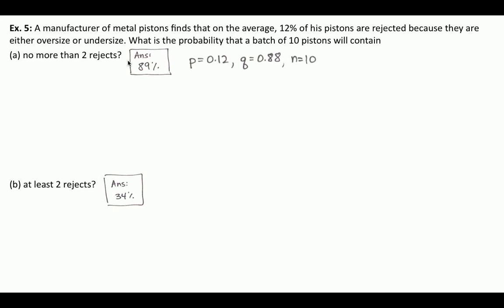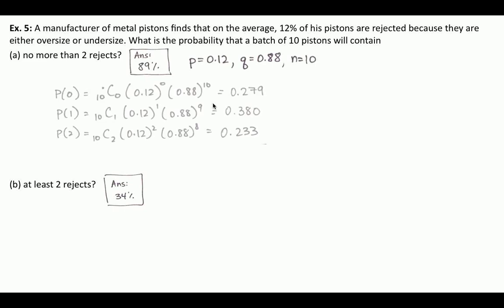The probability of success in this case, which is the probability that something's rejected, is 0.12. The probability of failure, which is that it's not rejected, is 0.88. And we're doing a batch of 10, so n will be 10 trials. So this is the next step. If you got this together, awesome. You can give yourself a pat on the back. Now we need to interpret what this means.